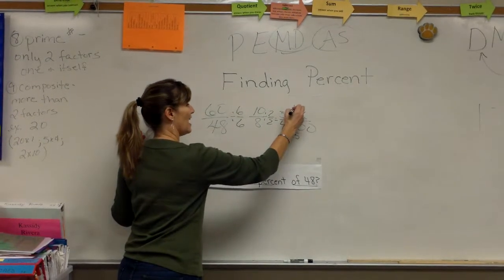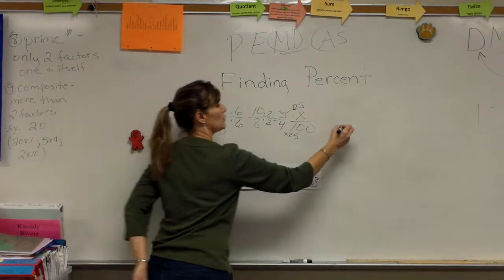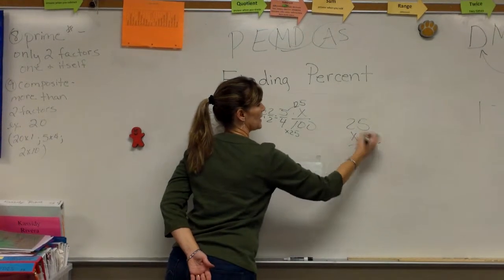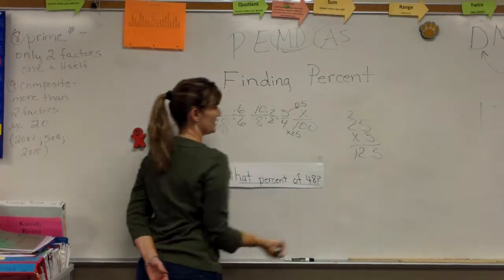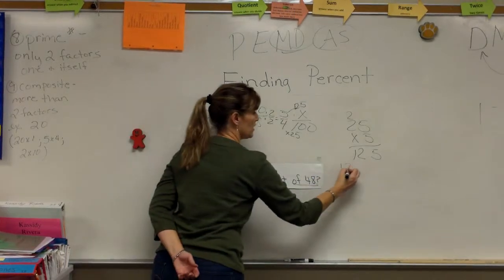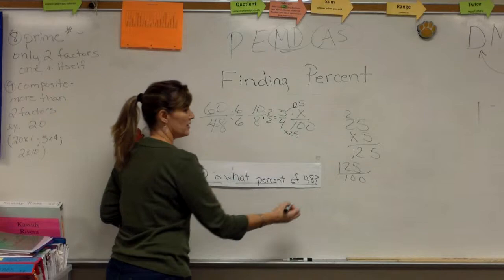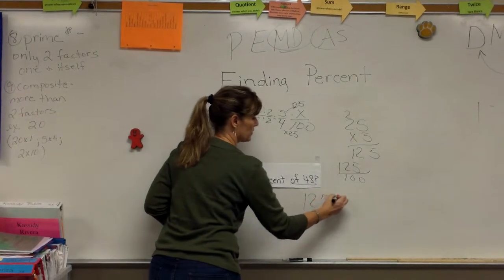And when I say 5 times 25, we'll scoot over here to the side, check this out. We get 125. So that's 125 over 100. So your percent is 125%.